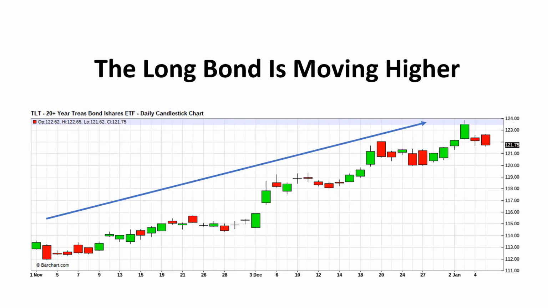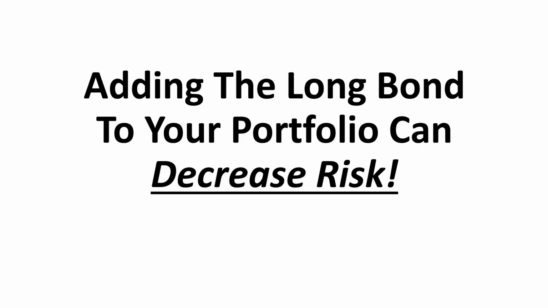Now, look at this chart. It's moving in a completely opposite direction. This ticker symbol is TLT. It's the long-term treasury bond ETF. This follows the 10-year and the 30-year treasury bond futures, okay? And typically, when stocks go down, bonds go up. So that's right, adding the long bond to your portfolio can drastically decrease risk.